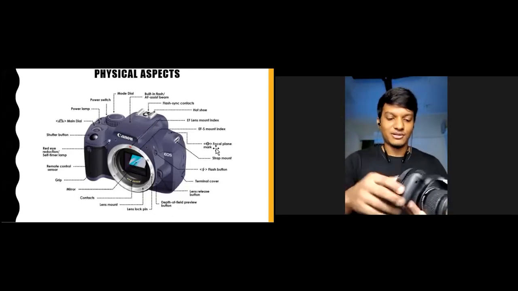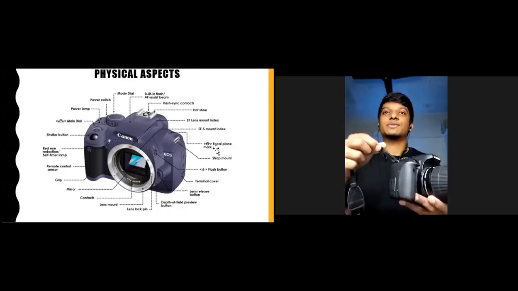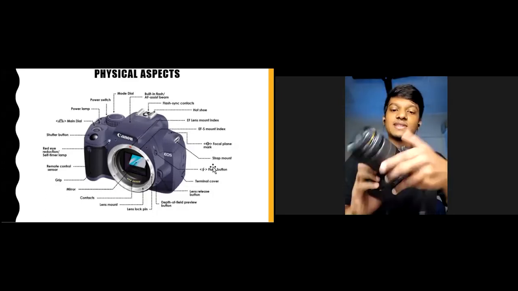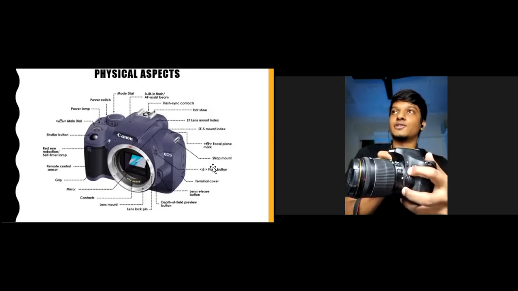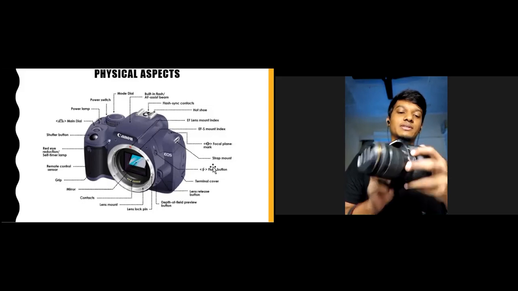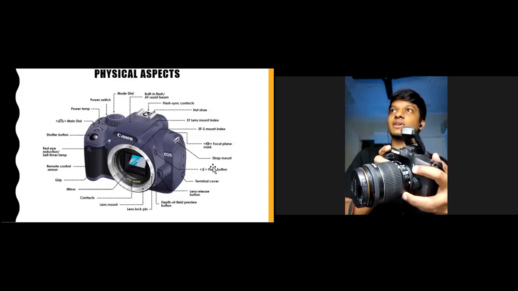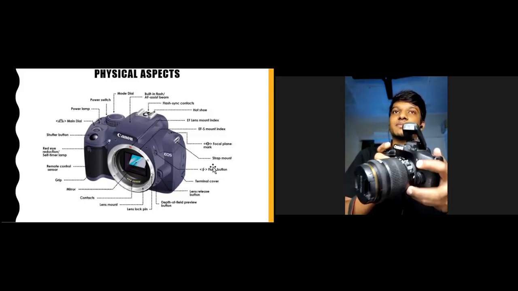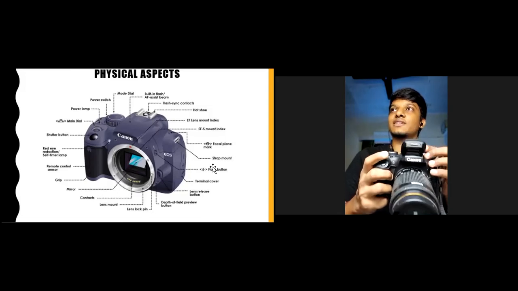The strap mount is obviously where we mount the camera strap to. And to the side, we have a button for the flash. Not all cameras have it in the same place, but these cameras have. And when you press the button, the flash pops up and you can see the camera's inbuilt flash there.